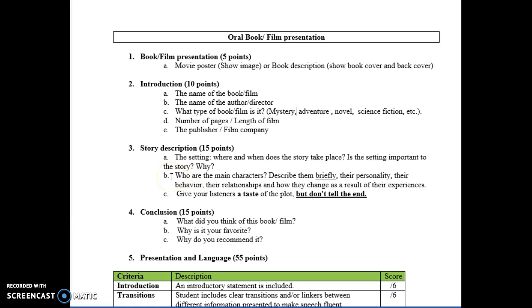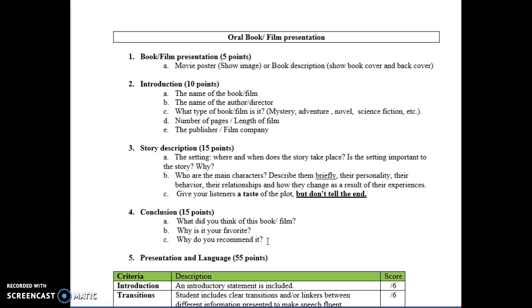Okay, you need to talk about the main characters, describe them briefly. You have from 3 to 4 minutes, so do not go in depth, and choose the most important ones, of course. Mention their personality, their behavior, relationships among them, if there's a change in them resulting from their experience, and explain the plot of the story, but do not tell the end. If nobody has seen the movie or read the book, you don't want to kill the story for them. So watch out for that.